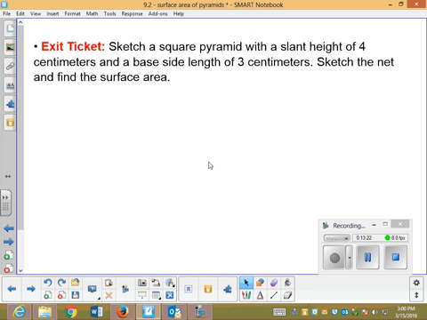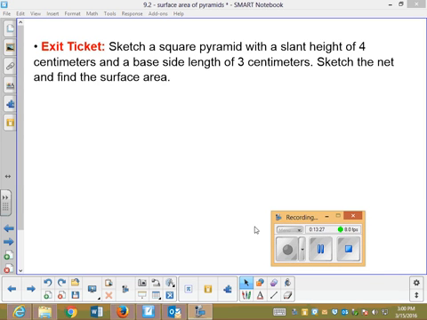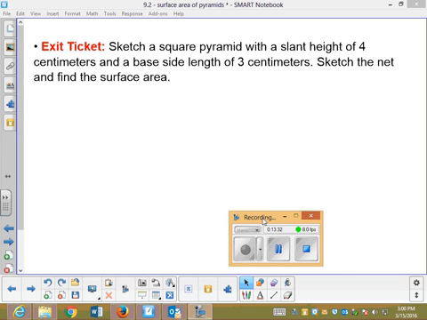Okay, exit ticket. If you can do me a favor, go ahead and answer this on the same page of your on your own. Again, any questions you have in this lesson, please ask them tomorrow in class and make sure you look at the pictures very carefully.